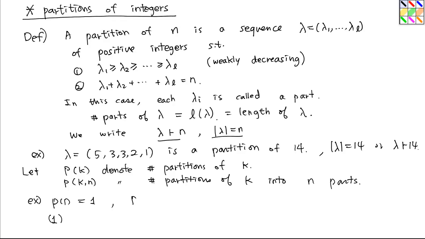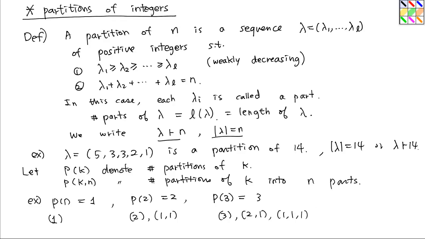And P of 2, partitions of 2, there are 2 and 1 comma 1. So it's going to be 2. Number of partitions of 3, we have 3, 2 comma 1, and 1 comma 1 comma 1, so it's 3. And P of 4, partitions of 4: 4, 3 comma 1, 2 comma 2, 2 comma 1 comma 1, 1 comma 1 comma 1 comma 1. So there are 5 partitions of 4.